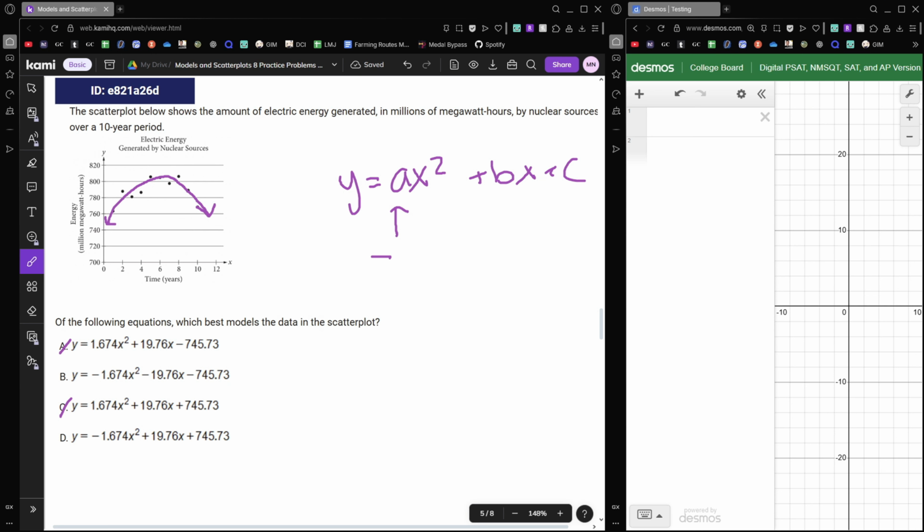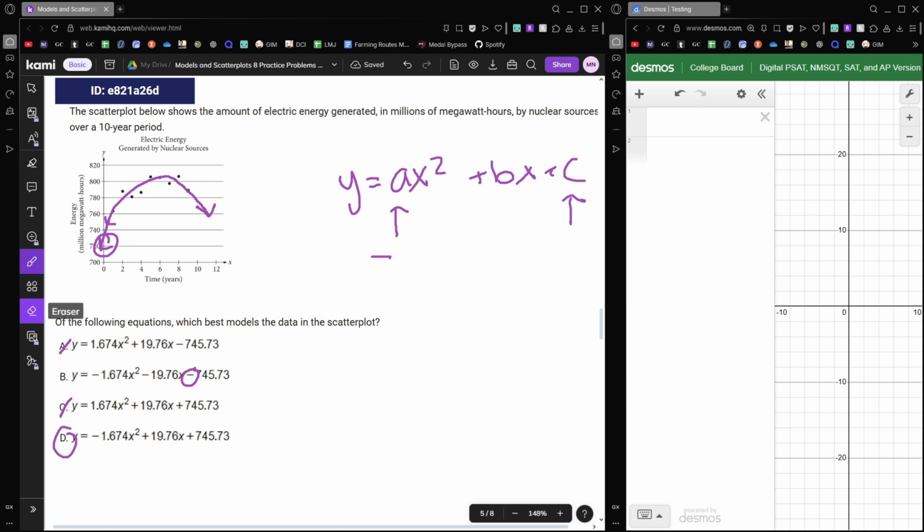Now in the standard form of a quadratic equation, the c value will always be the y-intercept. So if we continue expanding this down, you notice that the y-intercept is at around 730. Now if we look at our answer choices, it's kind of obvious that it has to be D because our y-intercept obviously is not in the negatives.